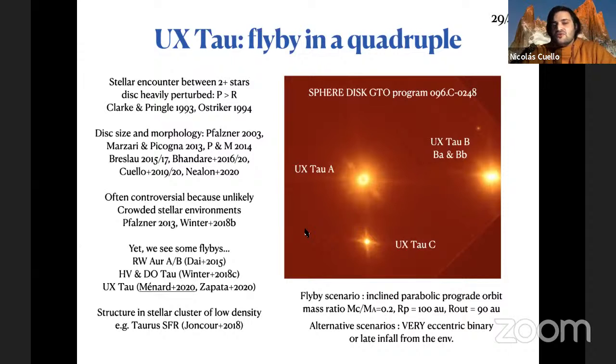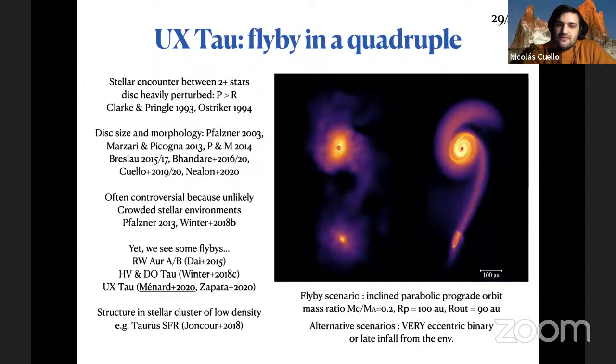This idea is often controversial because it's unlikely to have these encounters. In fact, you need very crowded stellar environments for this to happen. Yet we do see some flybys, or at least we think so. There is RW Aurigae, HV Tau, and XZ Tau, the one I'm showing here. We observed this source with SPHERE, and pushing the instrument and the signal to the very limit, we get these wonderful spirals that are recovered.